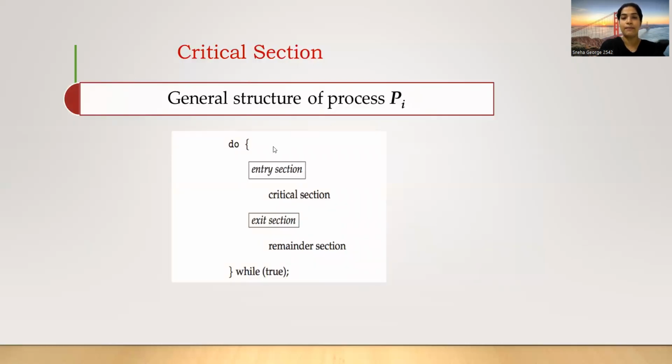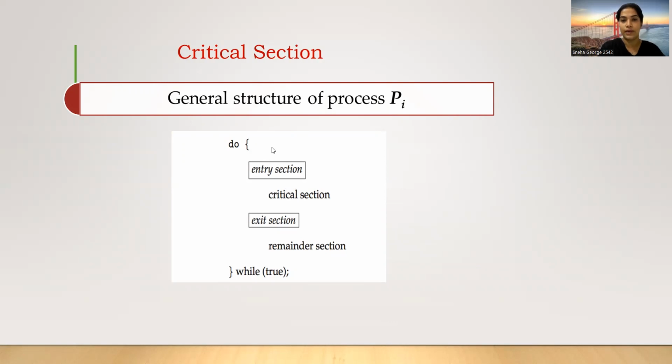Generally, a process Pi will first enter into the entry section. After getting into that section, it will go to the critical section. For example, when P1 is in the critical section and P2 and P3 want to get inside, it is not possible. Only once P1 comes out of the critical section can the other processes enter.